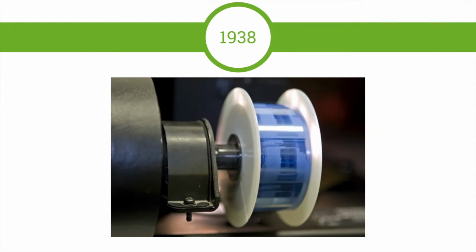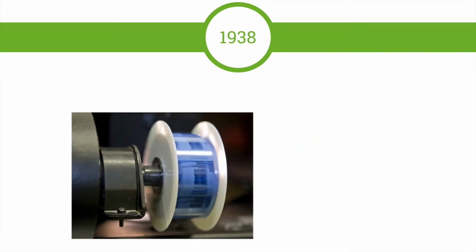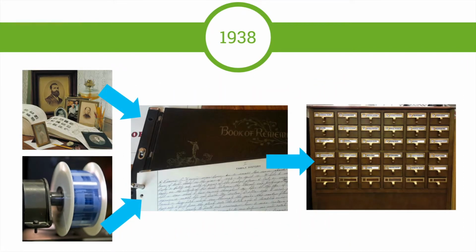In 1938, the Utah Genealogical Society began making microfilm copies of historical records collections from around the world. These records were then made accessible to the public through a vast network of local family history centers. You could request microfilm of records from the area where your family lived, and you could manually look through the images to find the information you needed.